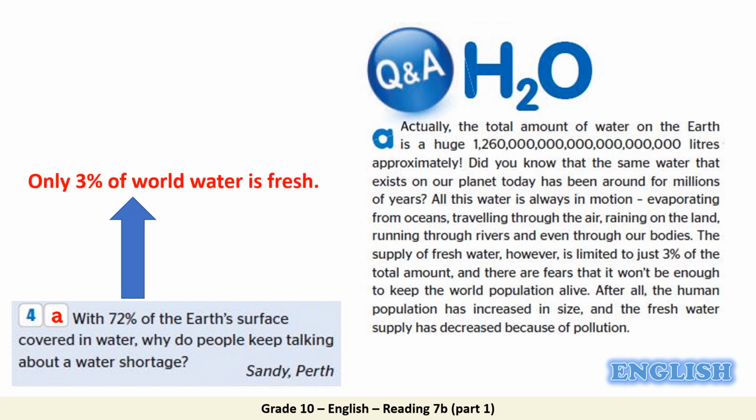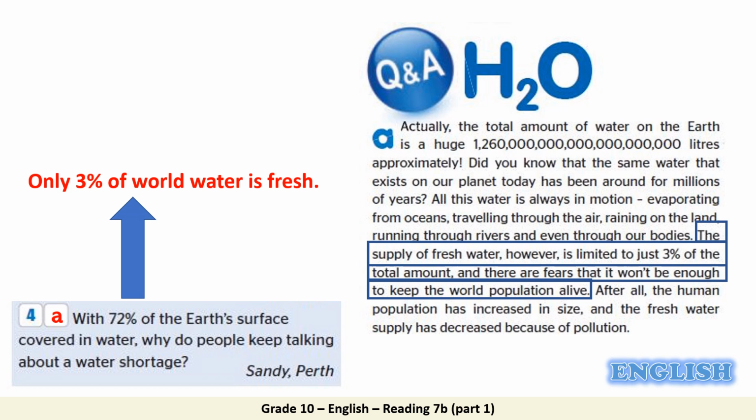Very good. So, only 3% of world water is fresh, so we can drink only 3% of world water. And the justification? Very good. The supply of fresh water, however, is limited to just 3% of the total amount, and there are fears that it won't be enough to keep the world population alive. So you see here that in the future it's going to be a problem of drinking water.